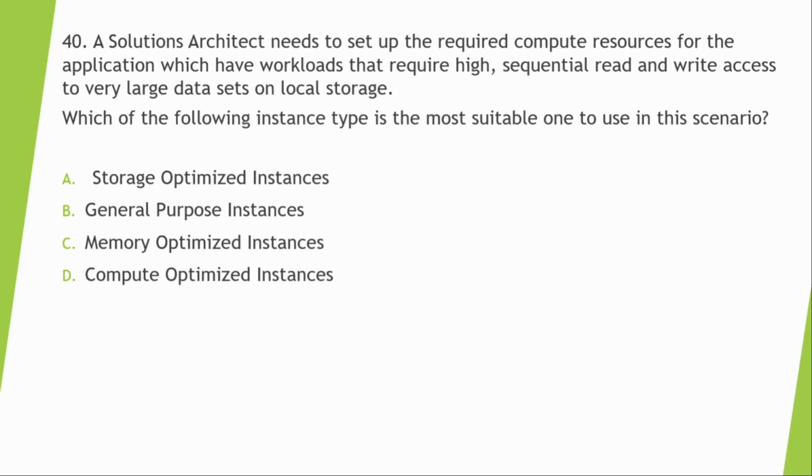Compute optimized is incorrect because it is ideal for compute-bound applications that benefit from high performance processors, such as batch processing or media transcoding. General purpose instance is the basic type of instance. Now here they need high sequential read and write access to large data sets.